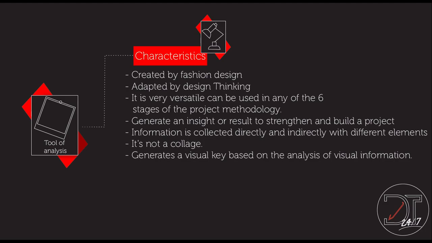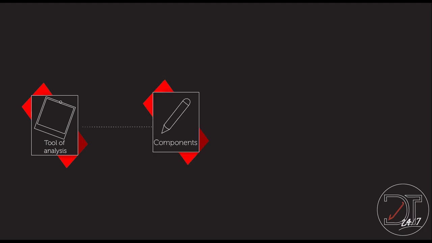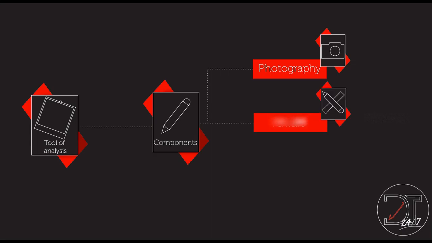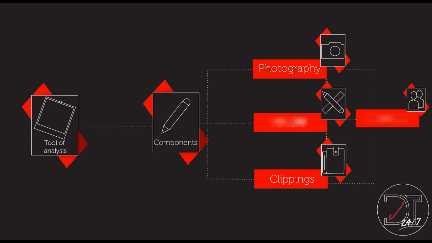Information is collected directly and indirectly with different elements. It's not a collage. That is very important because sometimes people misunderstand that part. It generates a visual key based on the analytics, analysis, and visual information. The components are photography, textures, clippings, and subtitles.